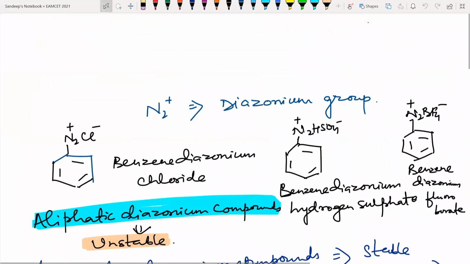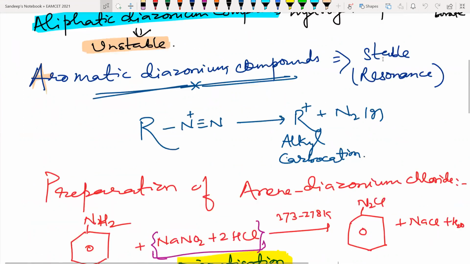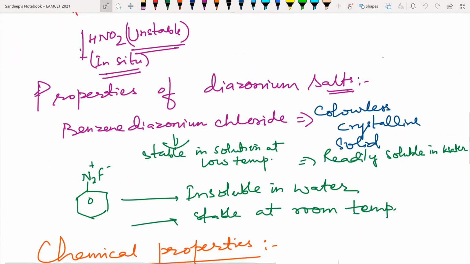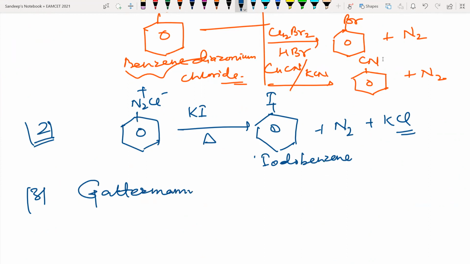Now coming to the next reaction, student. Gattermann reaction. This reaction is similar to Sandmeyer reaction, but here we don't use copper chloride, we use copper powder.